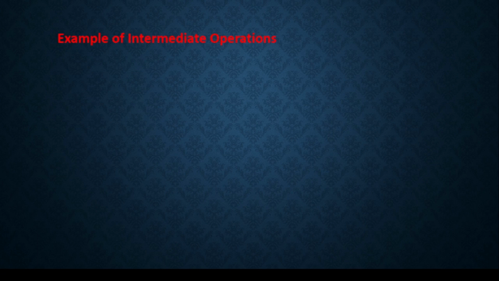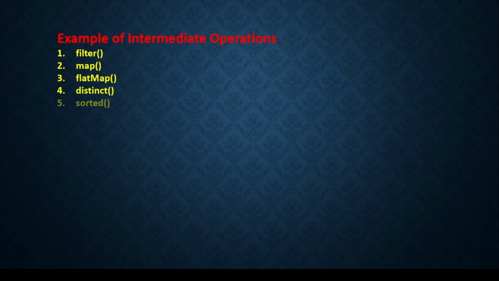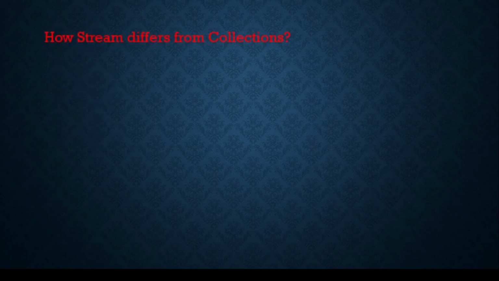Then I'm going to discuss examples on intermediate operations. What are the intermediate operations? They are filter, map, flatMap, distinct, sorted, peek, limit, skip. These are the intermediate operations that we are going to see as part of the stream API course. And lastly, I just wanted to discuss one thing: how stream differs from collection. This is going to be an interview-related question, right? How does stream differ from collection?